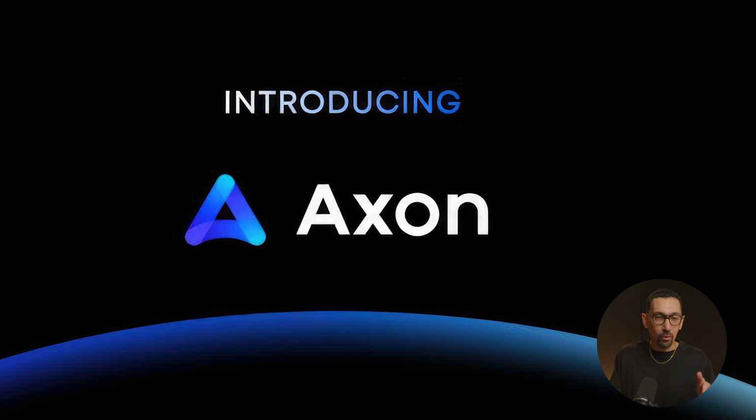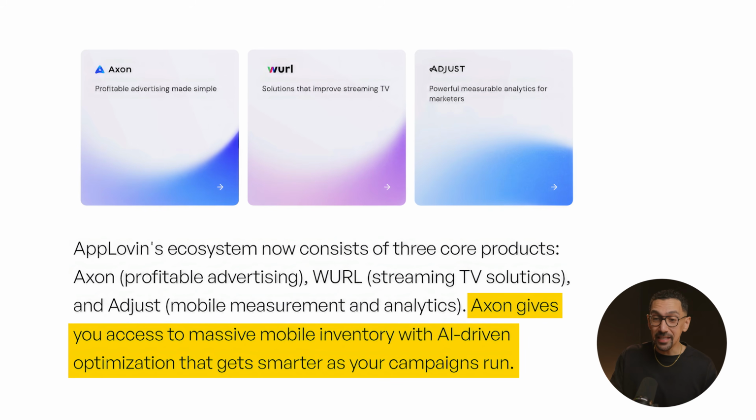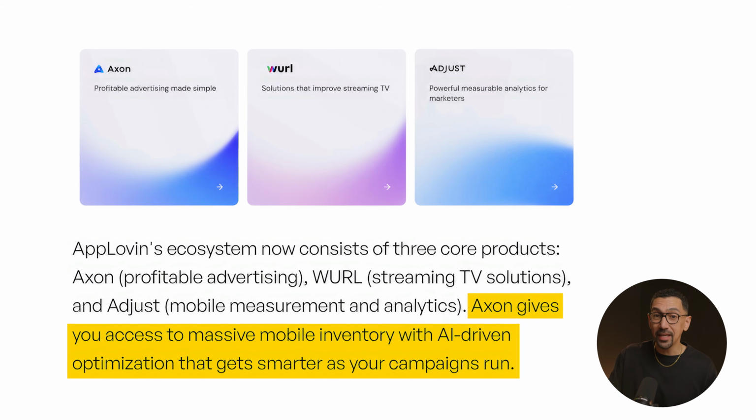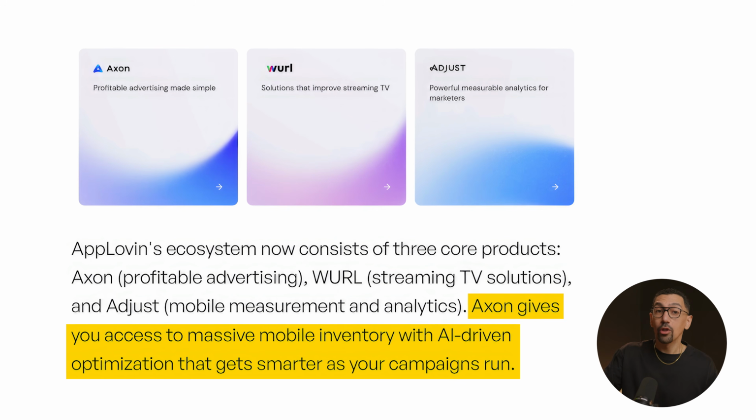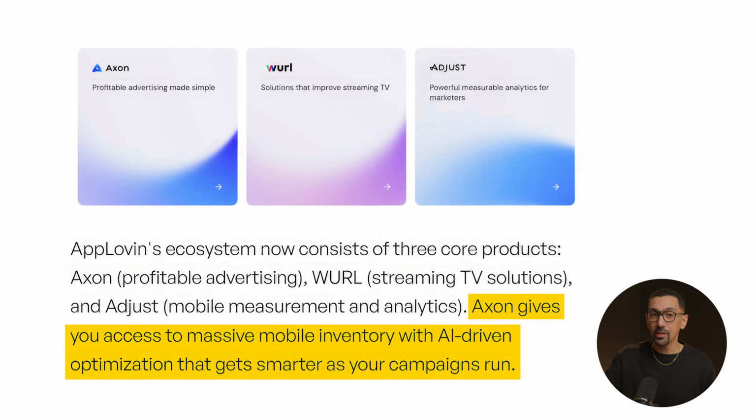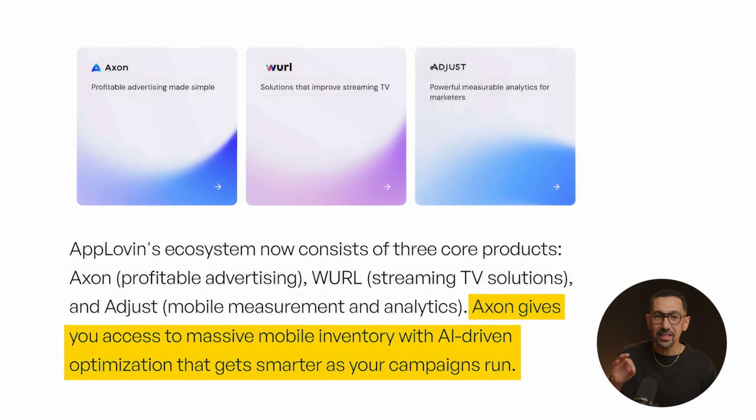So when should you actually care about this platform? Look, if you are running a mobile app or a mobile game and you need users at scale, this is the most powerful platform available right now, period. AppLovin has a deep reach into mobile inventory that you can't easily get anywhere else. Alongside that, their machine learning optimization is legitimately best in class.